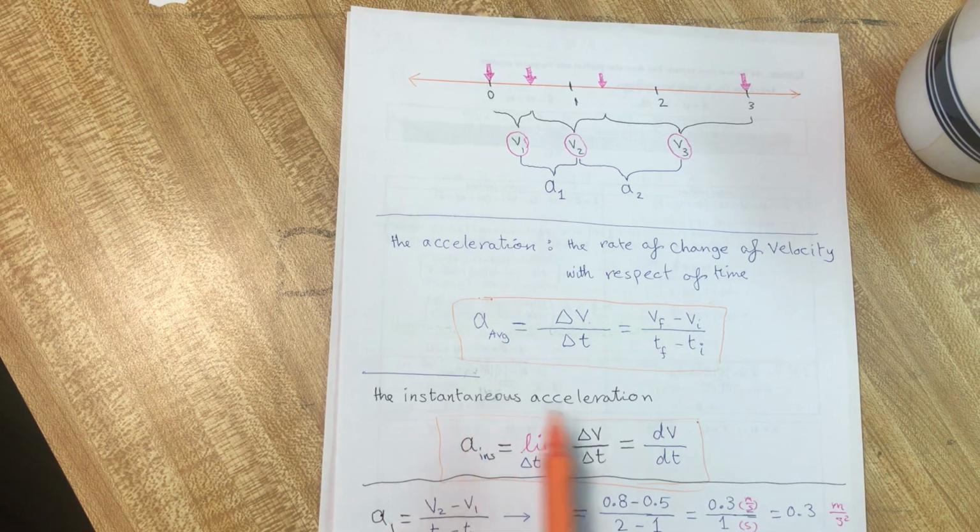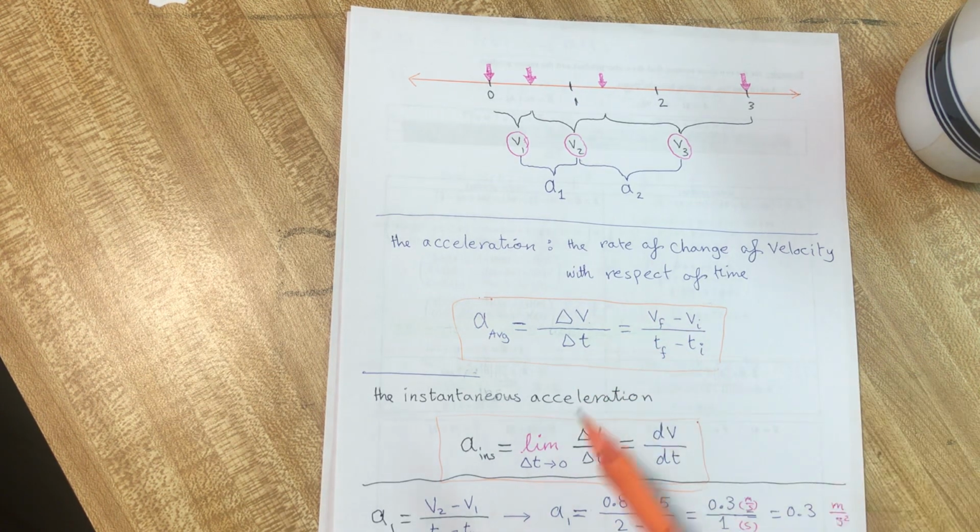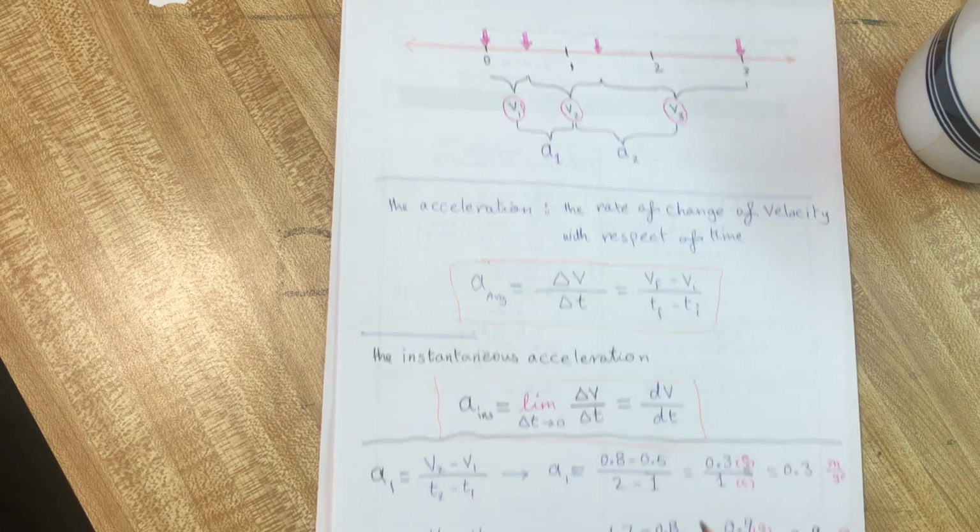The instantaneous acceleration, again, is the same as average acceleration, but when delta t goes to 0. So it will not be delta v over delta t, it will be dv over dt. It is the derivative of the velocity with respect to time. It will be easy, you will see that.